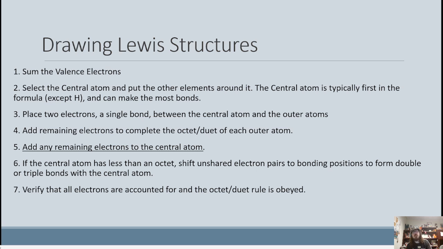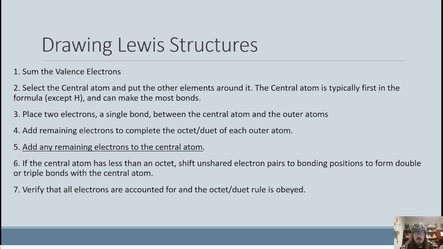The second rule is that we will just select a central atom. Most of these structures are going to have one central atom, and so we don't need to worry about multiple centers. We're going to have one center atom, then everything's going to be bound to it, or just about everything. Now, the central atom is typically going to be the first atom present in a chemical formula, except for hydrogen.